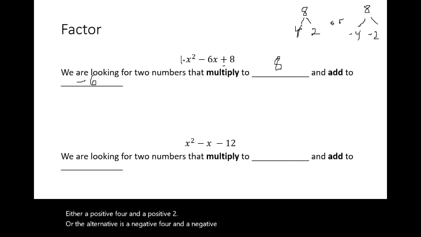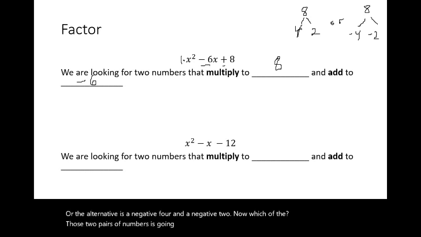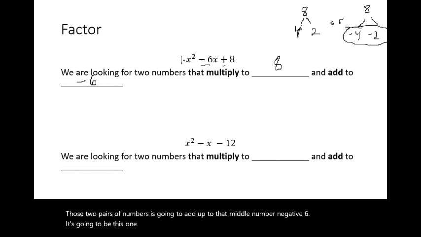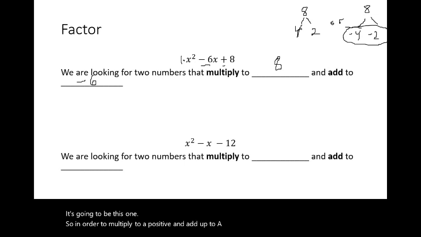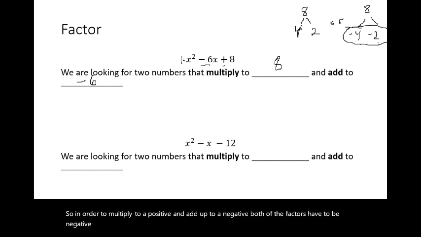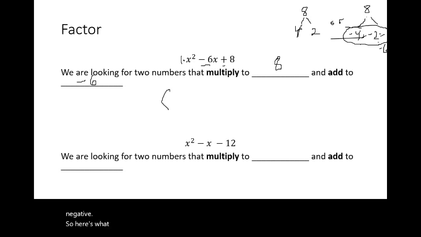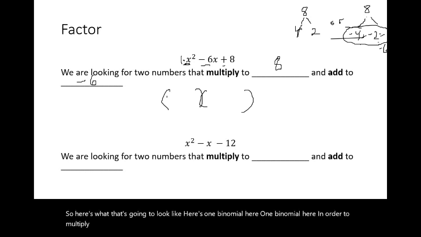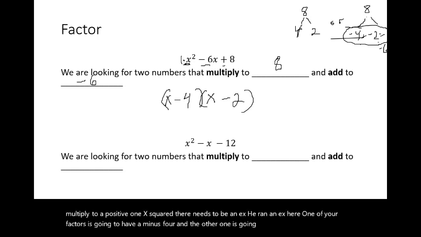Now, which of those two pairs of numbers is going to add up to that middle number, -6? It's going to be this one. So in order to multiply to a positive and add up to a negative, both of the factors have to be negative, because a negative times a negative is a positive, and a negative plus a negative is a negative. So here's what that's going to look like. Here's one binomial here, one binomial here. In order to multiply to a positive 1x squared, there needs to be an x here and an x here. One of your factors is going to have a -4, and the other one is going to have a -2.